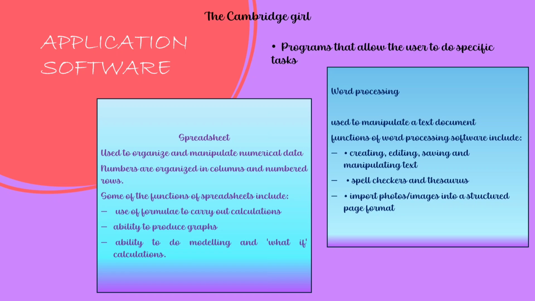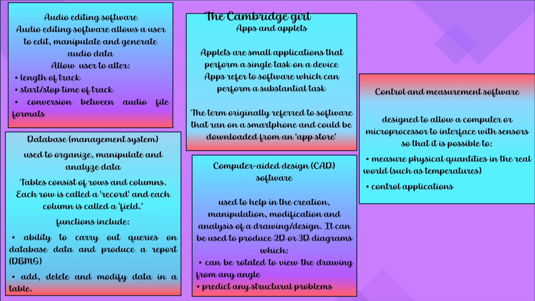Spreadsheet software is used to organize and manipulate numerical data. Some of the functions of spreadsheets include use of formulae to carry out calculations and the ability to produce graphs. Database software is used to organize, manipulate, and analyze data. Some of the functions include ability to carry out queries on database data and produce a report, which is called DBMS.